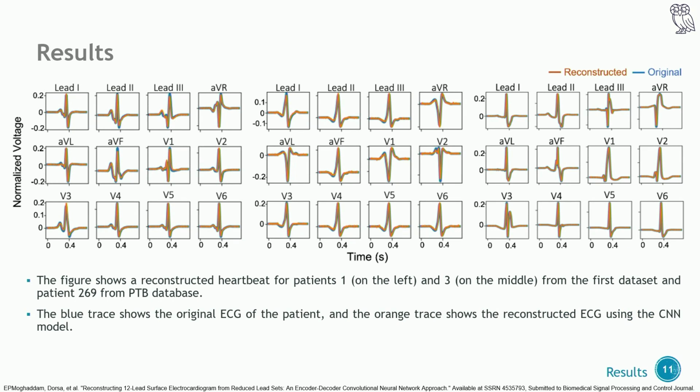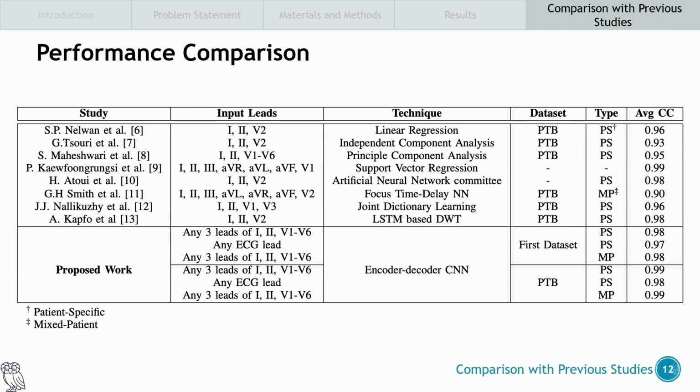To give you an idea of what these correlation coefficients actually look like, I presented 3 randomly selected figures. The orange traces are the reconstructed signals by the model, and the blue ones are the original traces. And as you can see, they're almost perfectly matched. There are some discrepancies, especially in the first one. You can see like AVF, we have a higher peak in the original trace, but the most important parts of the heartbeat are preserved and reconstructed.